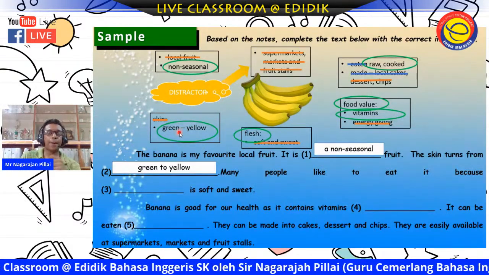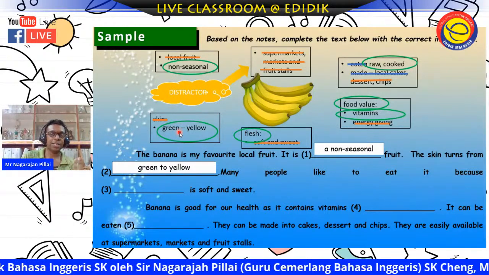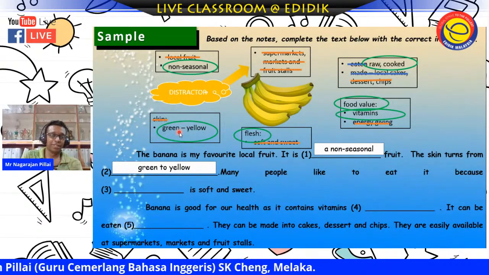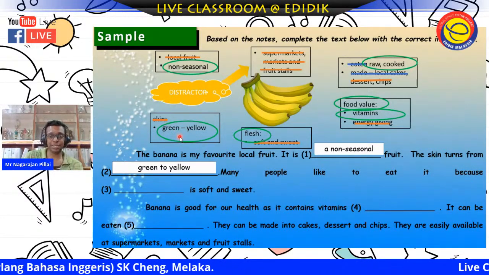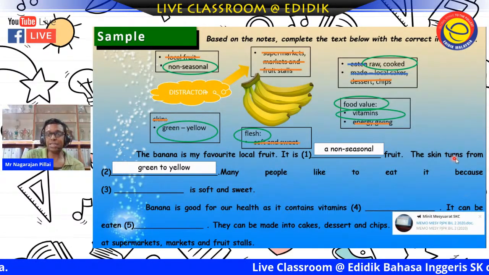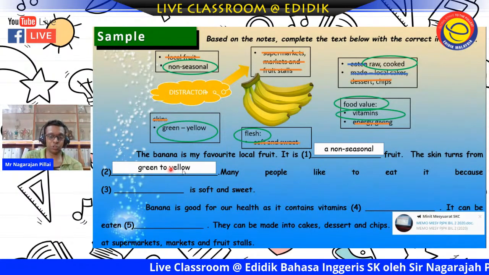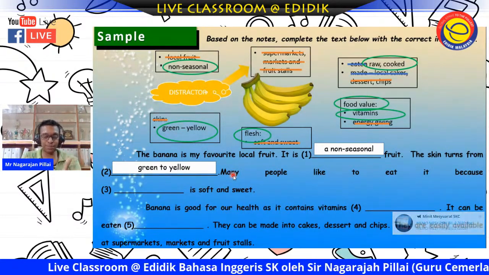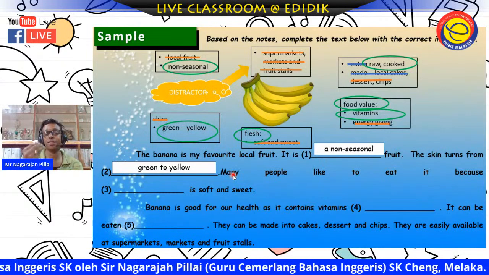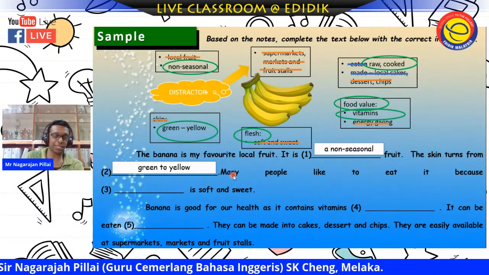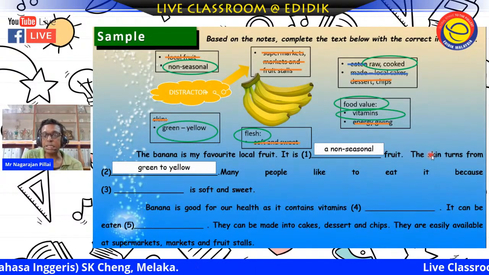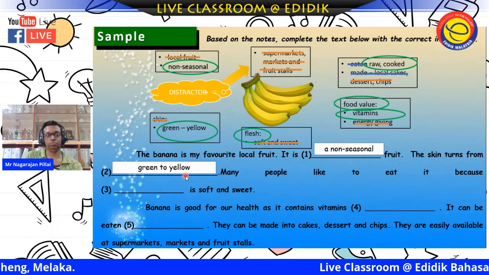We can't say, wow, your shirt is yellow hyphen white. It's wrong. You have to add something. And besides that, if you read the sentence, the skin turns from green to yellow. We are talking about something which turns from A to B. So you need to add the word to. So that's why we need to add to, and this sentence will become: the skin turns from green to yellow.